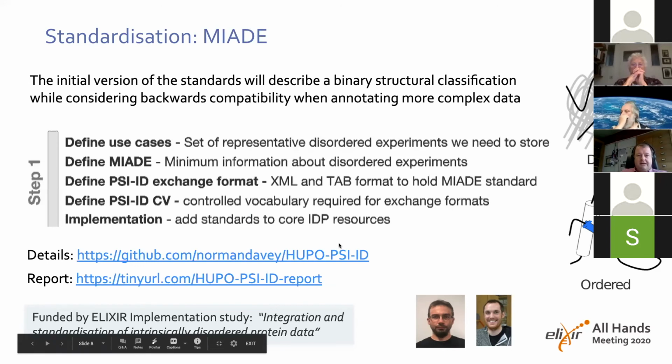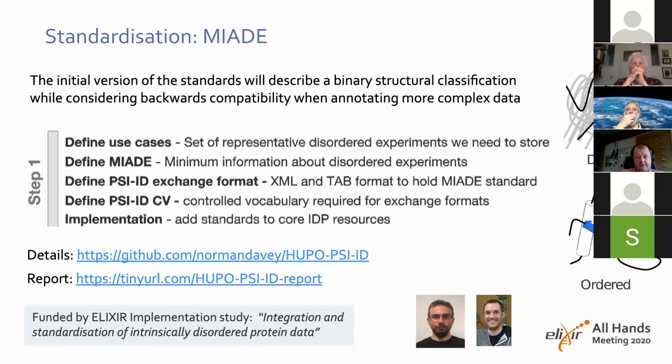The first step here, which is also the most fundamental, which has been already carried out, is to define the use cases. So set of representative disordered experiments we need to store, define the minimum information about the disordered experiments themselves, define the PSI-ID exchange format, both XML and TAB format to hold the MIADI standard, and define the controlled vocabulary required for the exchange format, and then to implement it in the core IDP resources, which is the point where we are right now.